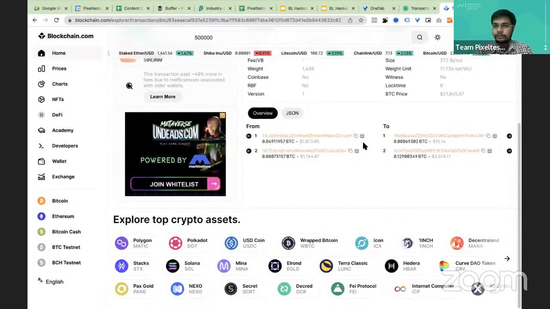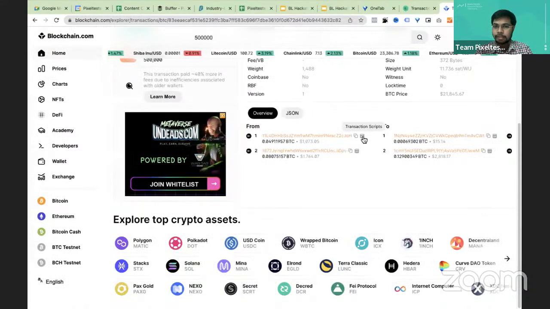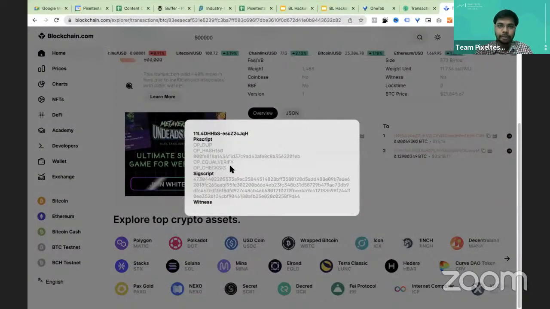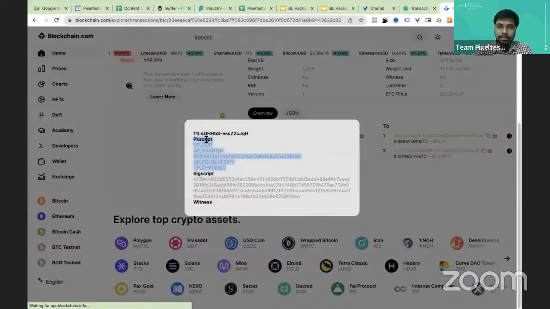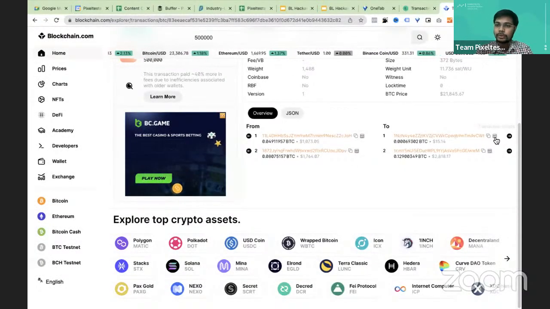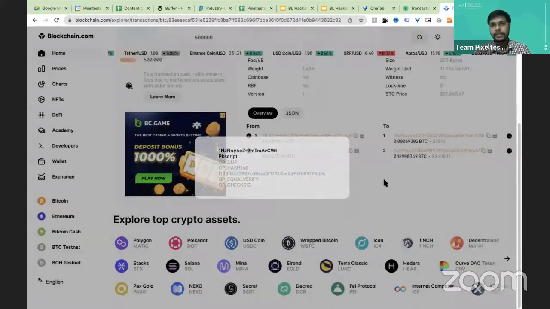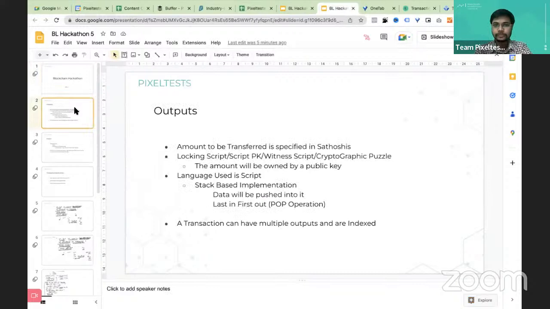If you click on this particular transaction's scripts, you can see that it has a particular format. There is a PK script, or script PK, the public key script, and there is also a signature script. This is what we discussed in our previous session. We went into detail about how the operations are performed. In the two outputs, there is a similar format of PK script. We also understood that this is going to be the public key hash. We are going to cover that once again in a little more detail.